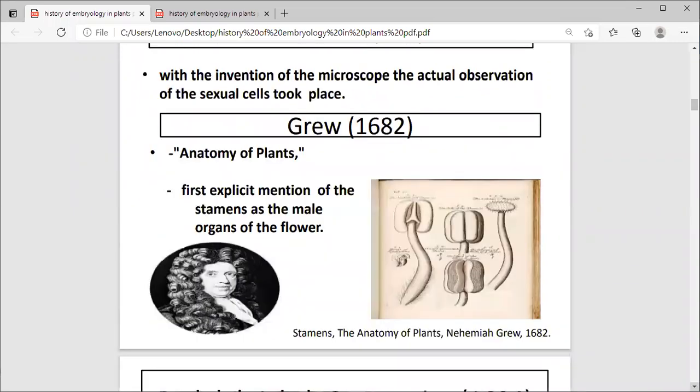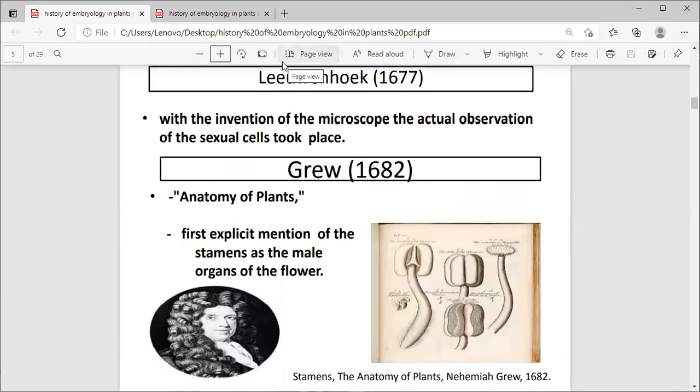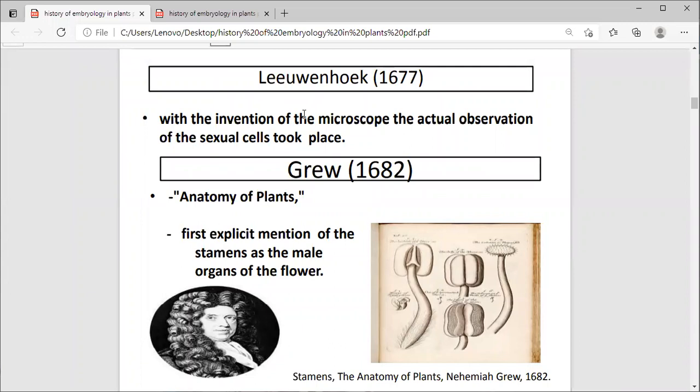After microscope investigation, Leeuwenhoek, the first to invent the microscope, made actual observations of sexual cells. So in 1677, the microscope was invented for the first time. He prepared the microscope with the help of lenses. He used only glass, and he observed different types of cells, including some kinds of flower cells or sex cells.